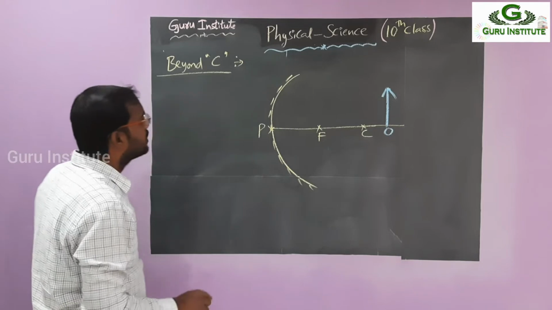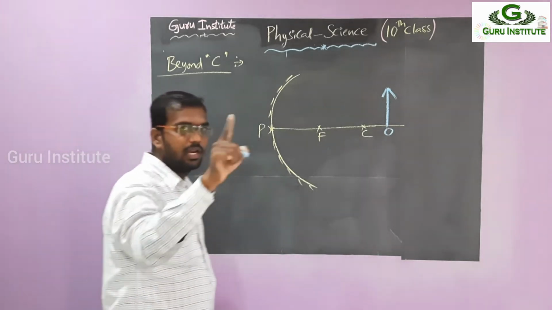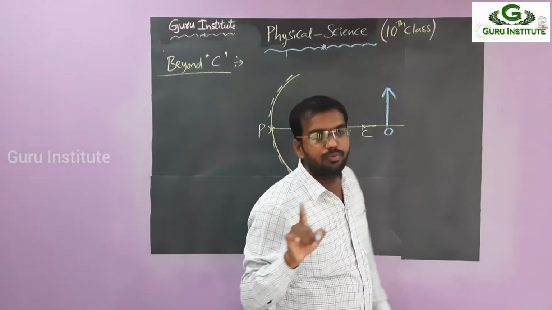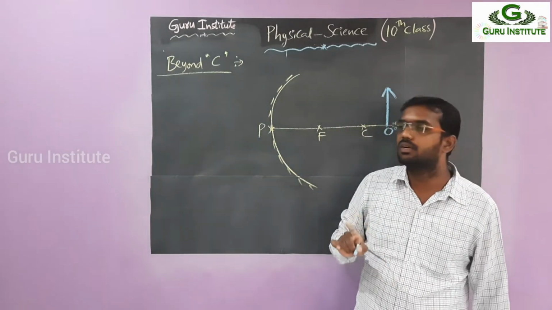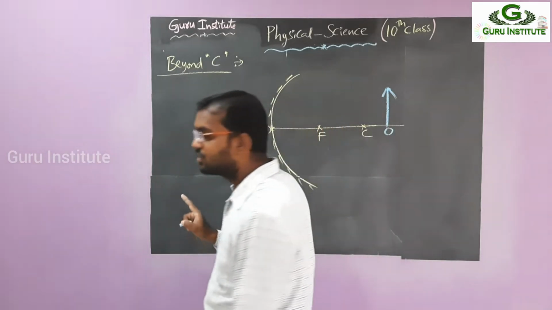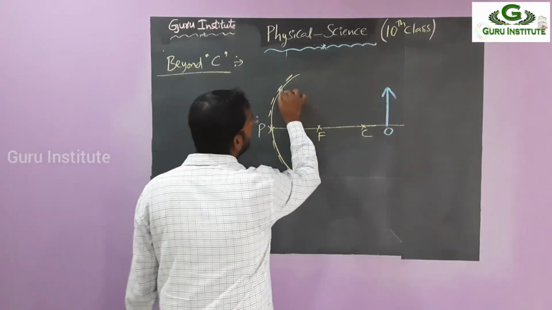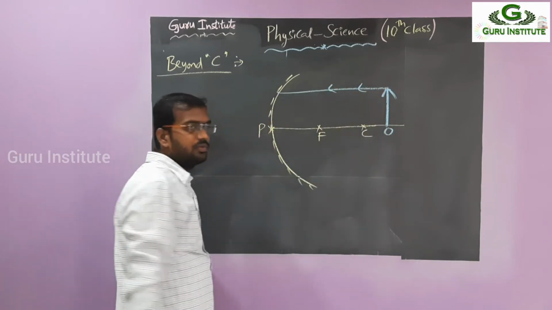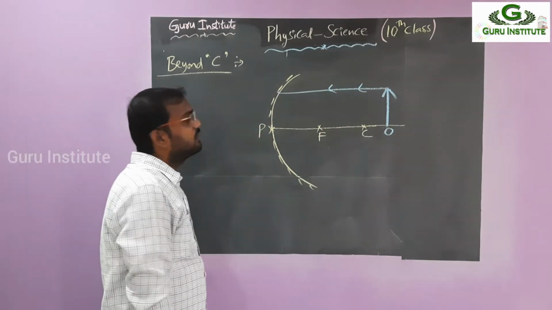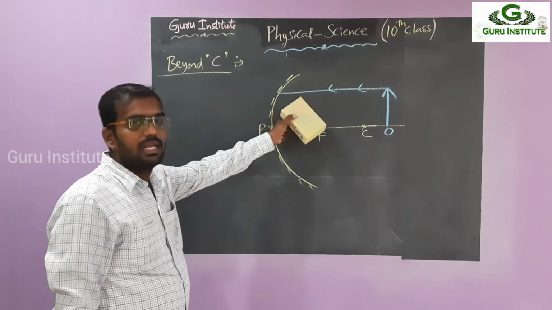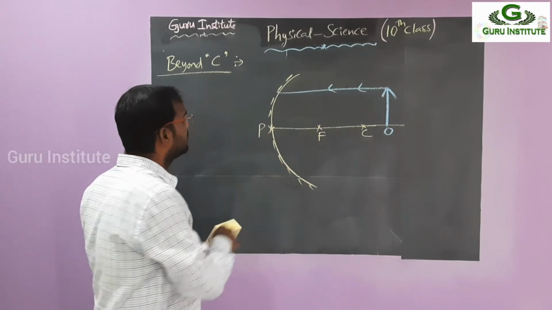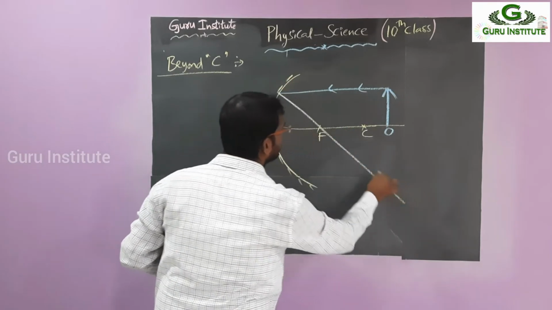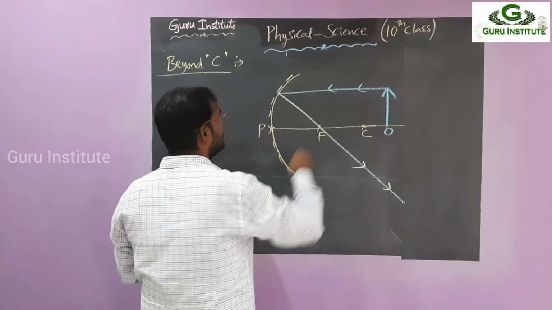So we have to always think about the 3 lines. First line parallel to principal axis passing through focus. Second line passing through focus parallel to principal axis, and third one passing through the principal axis, there is no deviation. So first line I am taking here. We already discussed this one in the sign convention video. You have to check it once before seeing this one. So parallel to principal axis. What is the next one? Passing through focus. So this is the incident ray.